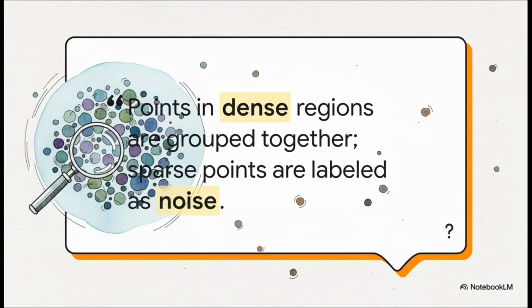DBSCAN looks for crowded neighborhoods of data. If a point is in a dense area, boom, it's part of a cluster. But what if it's all alone, way out in the middle of nowhere? DBSCAN is smart enough to just label it as noise and ignore it. This makes it amazing for finding weirdly shaped groups and spotting anomalies.